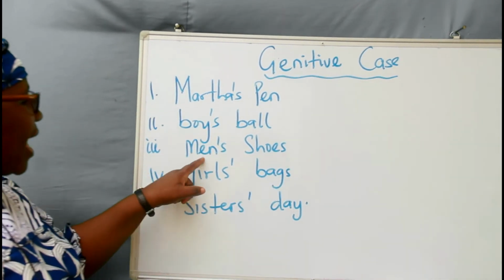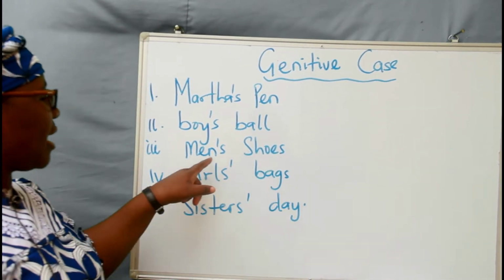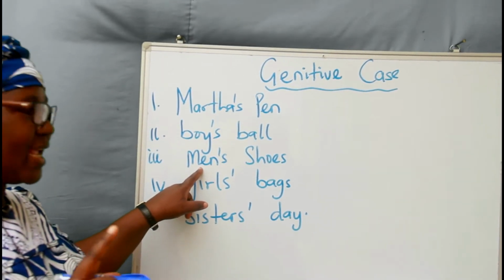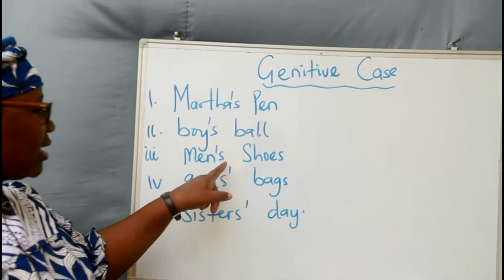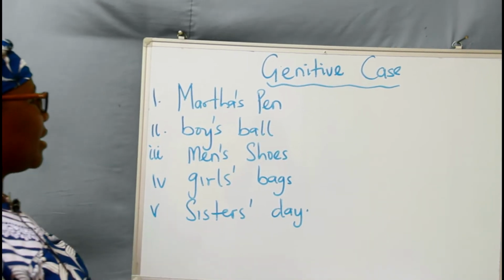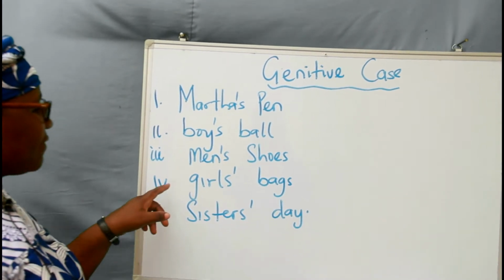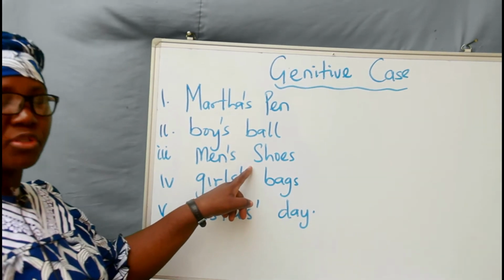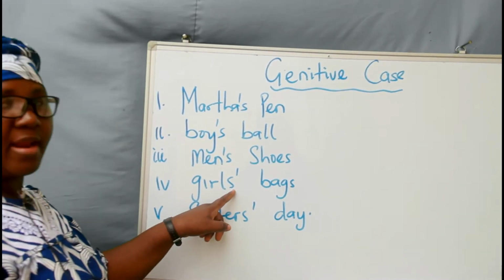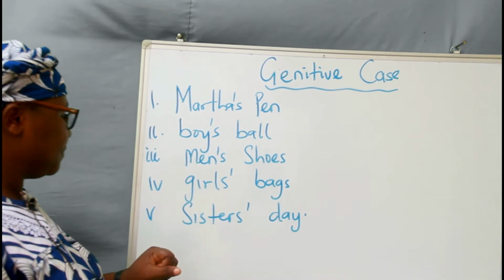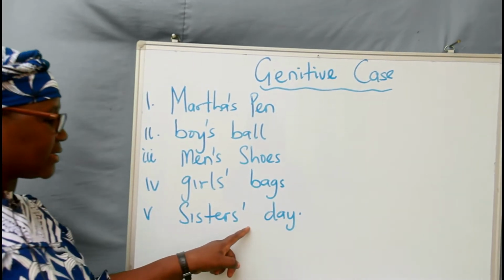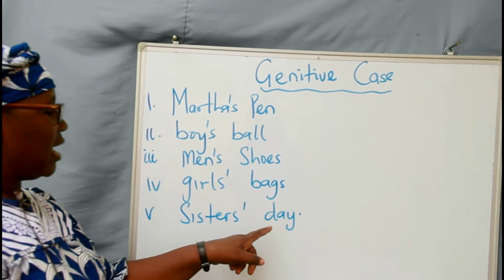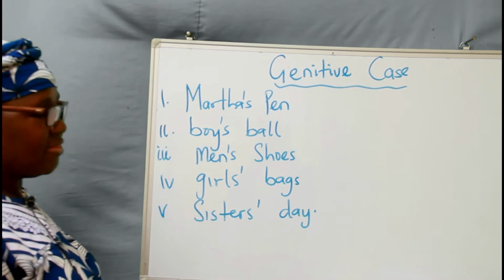Number three, we have men's shoe. Here, men is a plural noun, a plural noun that does not end in S. So we add the apostrophe, add an S, and then it becomes a genitive case. Number four, we have girls'. This girls here is a plural noun. Girls', just an apostrophe, because it ends in an S. Girls' bags. Finally, here we have sisters', plural. Sisters is a plural noun, so just an apostrophe, and we have it as sisters' they.